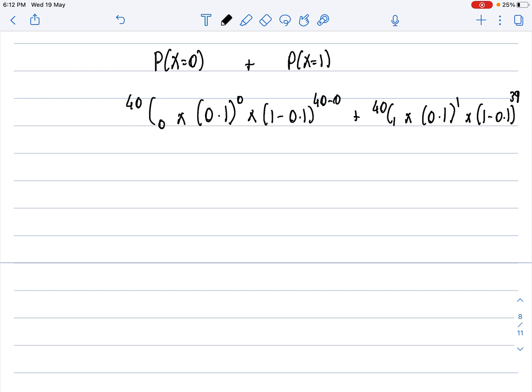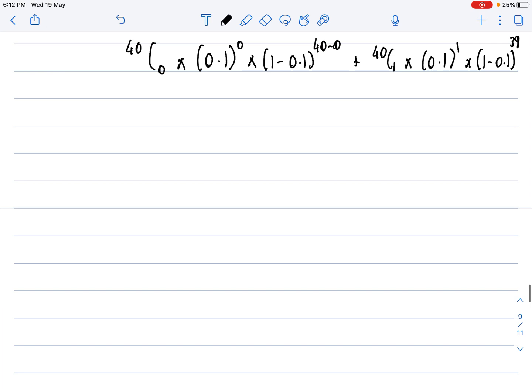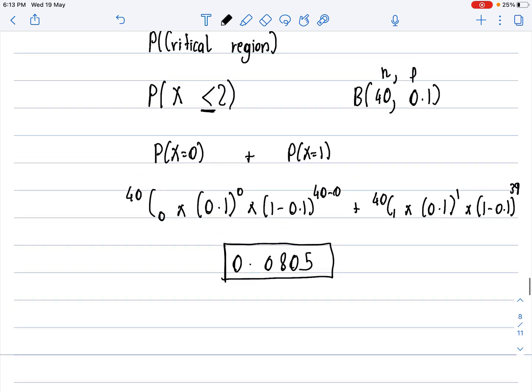You can simply use your calculator to solve something like this. So I'll use my calculator too, just give me 1 second, and you can try it until then if you want. It's a simple question to solve. Not much has been asked here. So it's basically the summation from 0 to 1. The answer I get is 0.0805, which is the probability of a type 1 error.